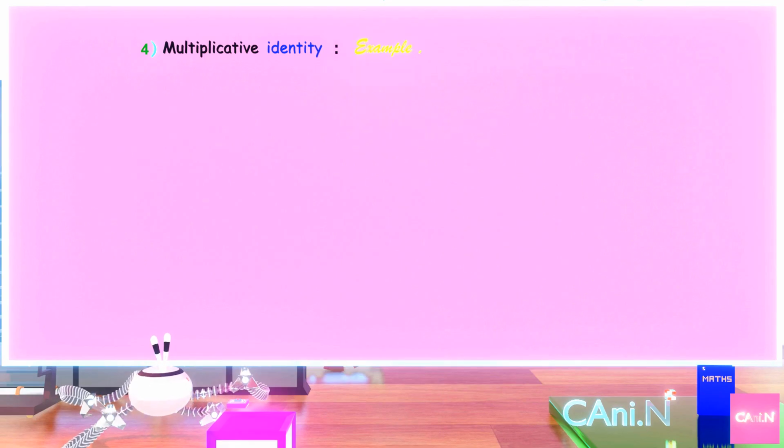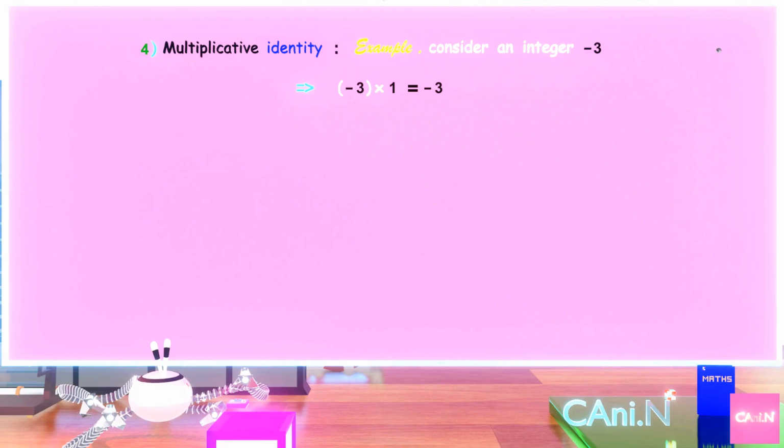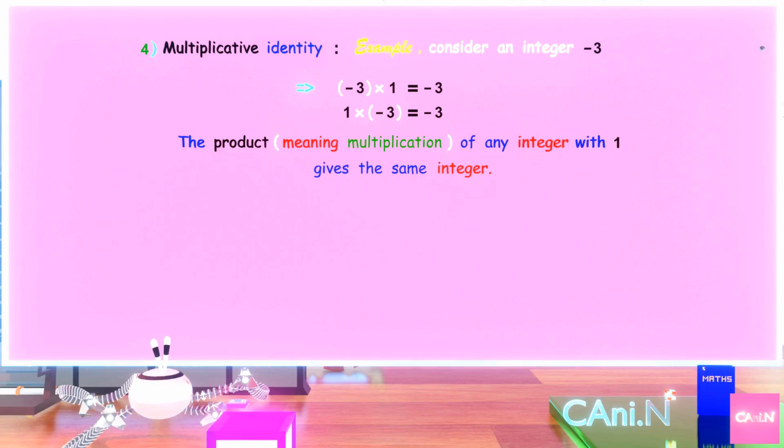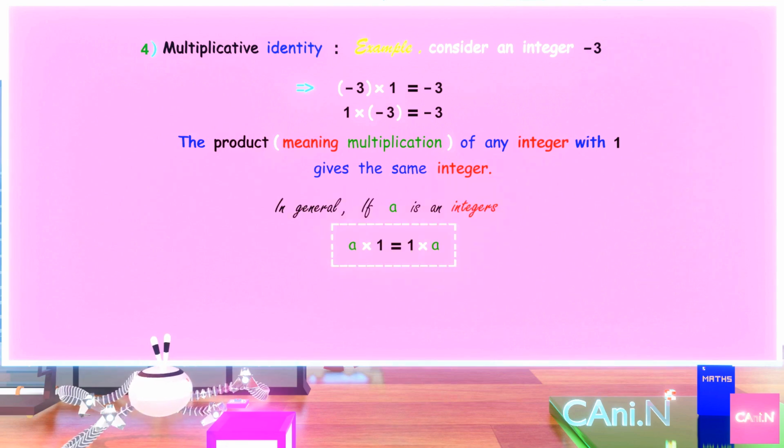Multiplicative identity. Example. Consider an integer, -3. -3 into 1 equals -3. 1 into -3 equals -3. The product, meaning multiplication, of any integer with 1 gives the same integer. In general, if a is an integer, a into 1 equals 1 into a.